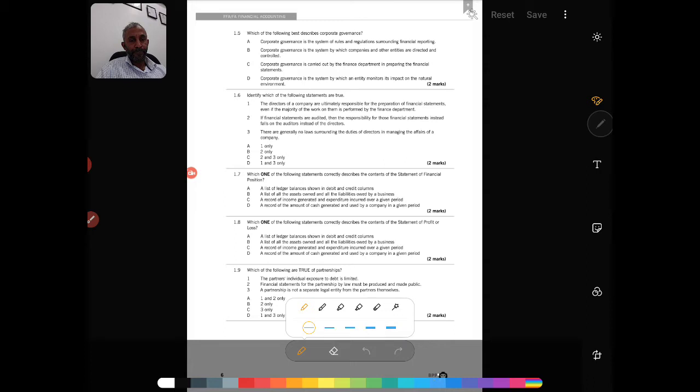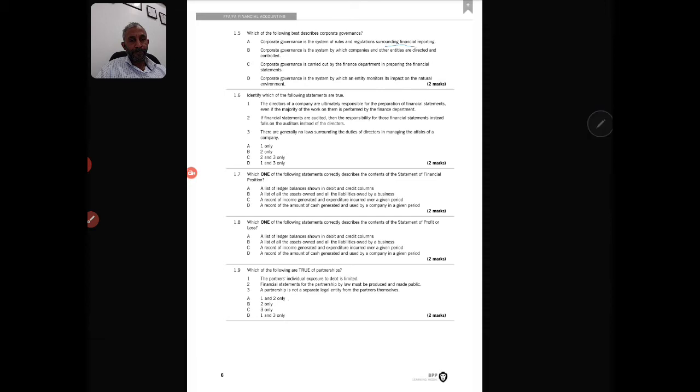Which of the following best describes corporate governance? A, corporate governance is the system of rules and regulations surrounding finance reporting. No, corporate governance is the best practice a person or an organization must follow in performing certain activities. Therefore, it is not something to do with financial reporting. So A is wrong.